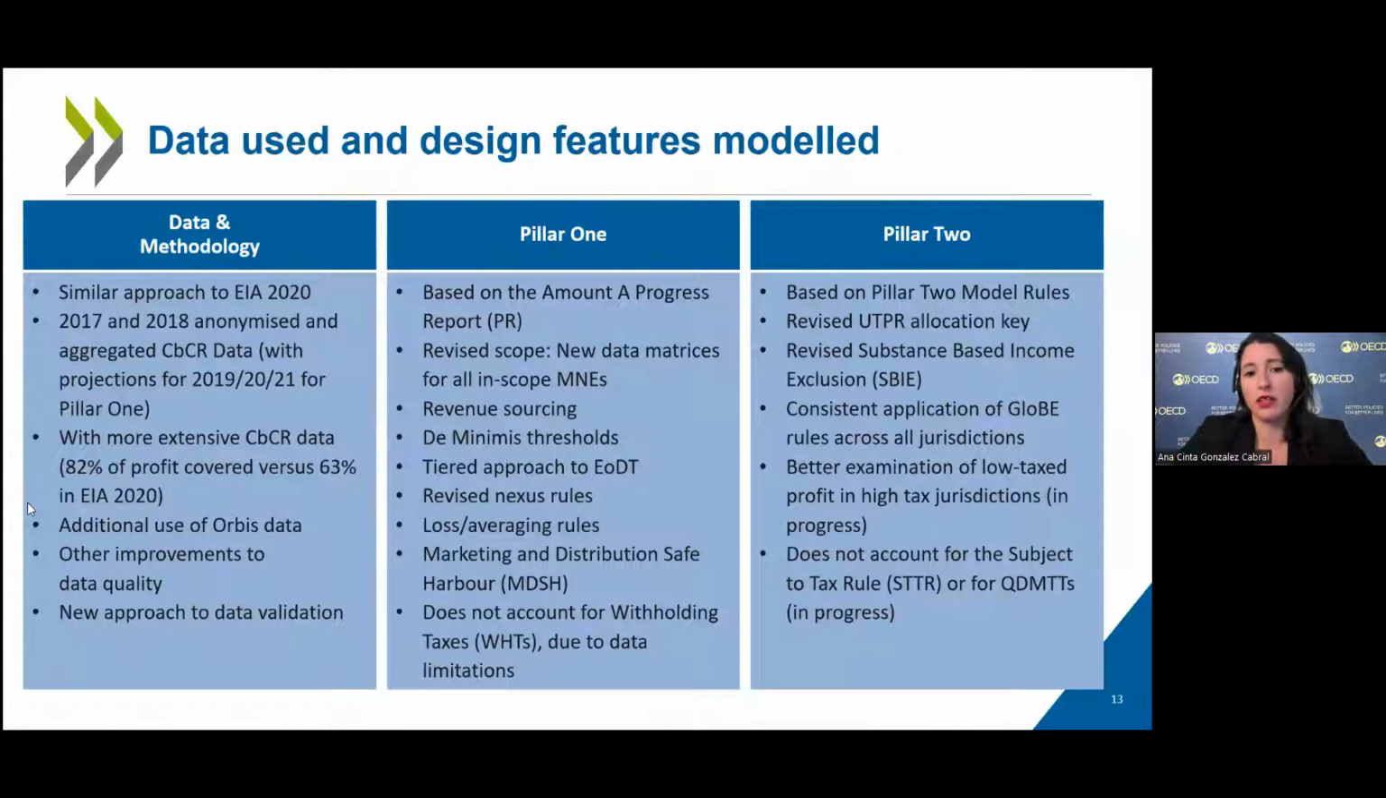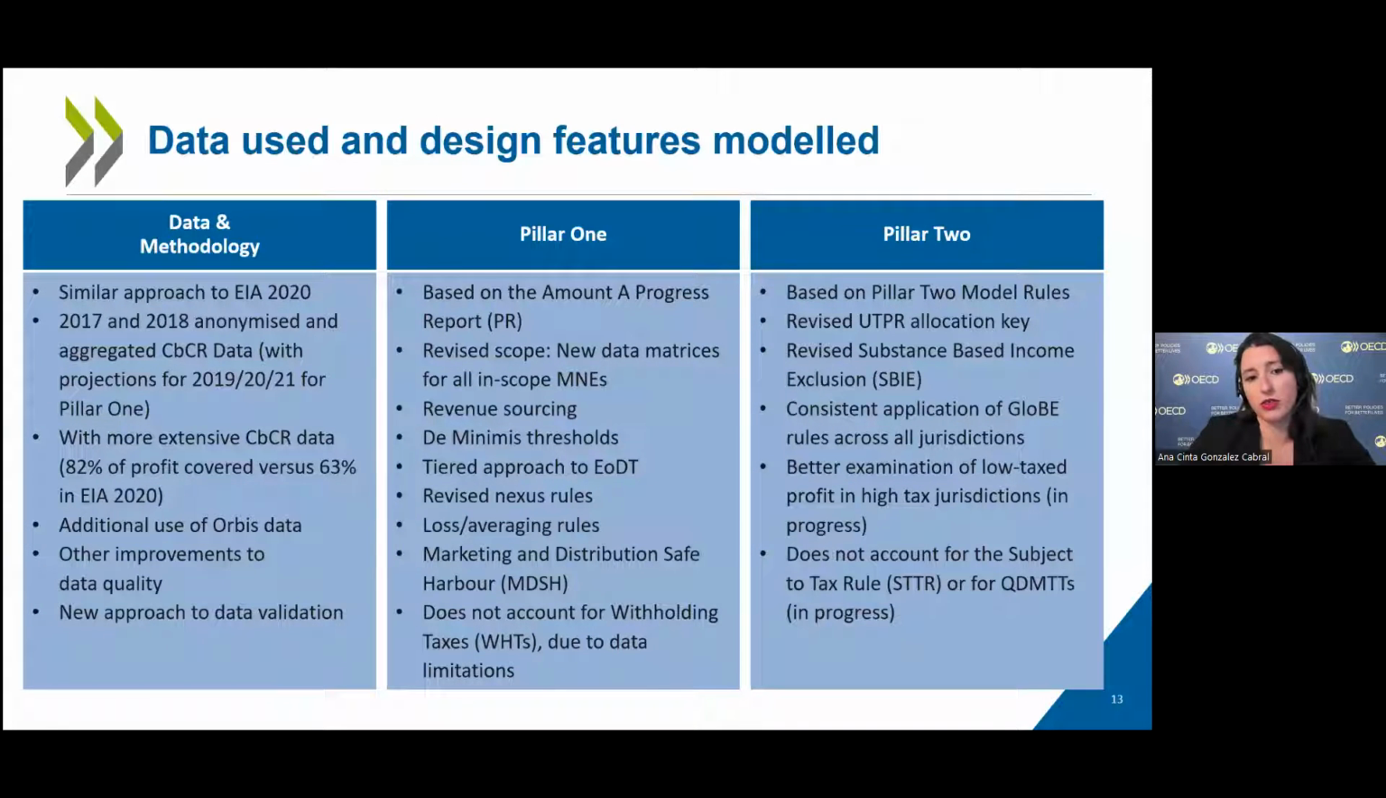We now also make additional use of Orbis data in our analysis, and you will hear more about this, as it has been a key source of data for Pillar 1, but also more generally in our matrices. And we have also made some other methodological changes to ensure better data quality. So we introduce more data quality checks, but also new data validation procedures. And you will hear more about this from peers shortly.